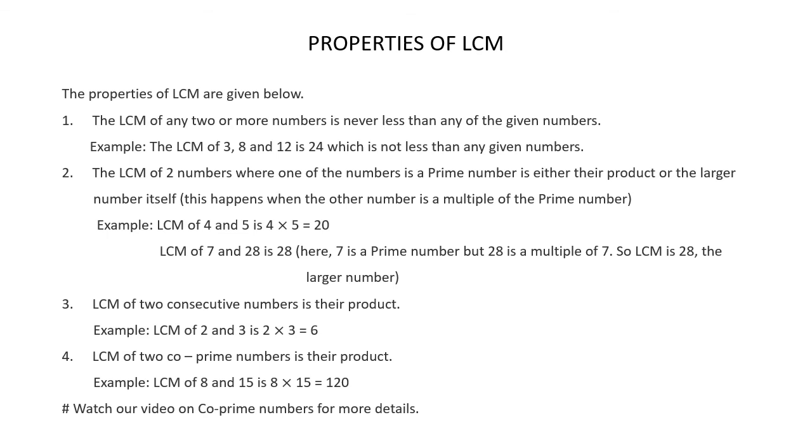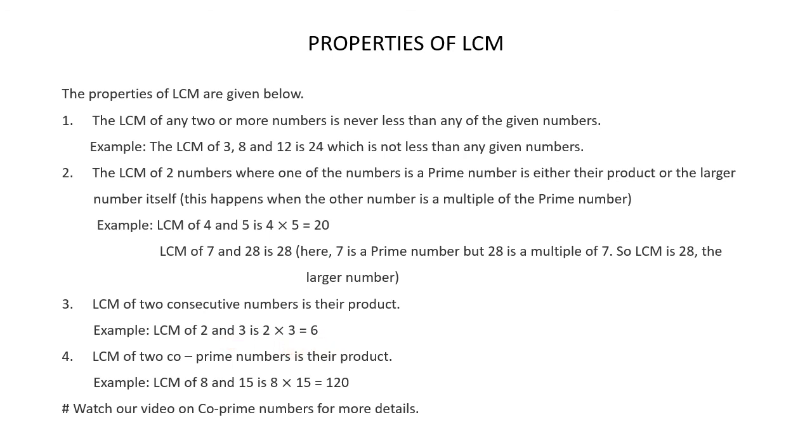Next property. LCM of two consecutive numbers is their product. For example, look at the numbers 2 and 3. These are consecutive numbers. So LCM of 2 and 3 is their product. That is 2 multiplied by 3, which is 6. So LCM of 2 and 3 is 6.